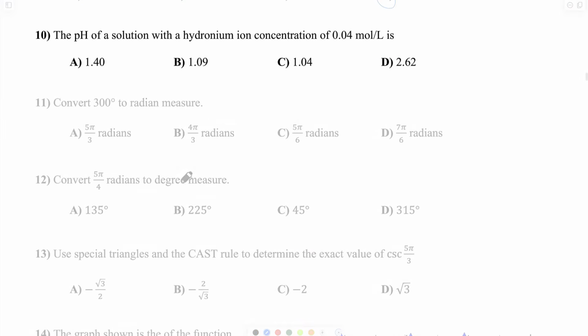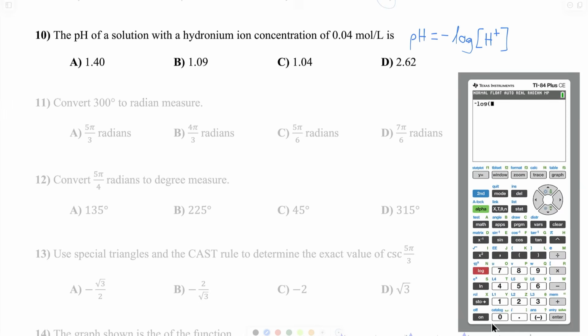10. The pH of a solution with a hydronium ion concentration of 0.04 moles per liter is, well, to calculate pH, you just have to know the pH formula, which is equal to negative log of the hydronium ion concentration. So for this question, we just have to do negative log of 0.04. And from my calculator, I know that is A, 1.4.